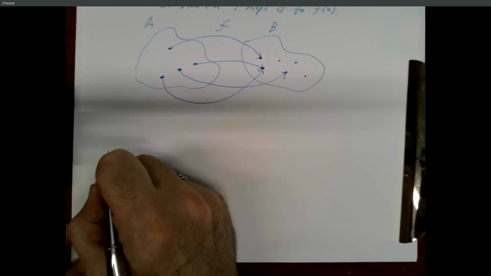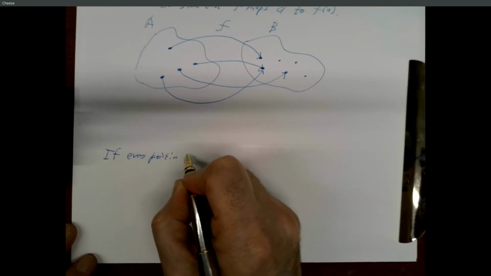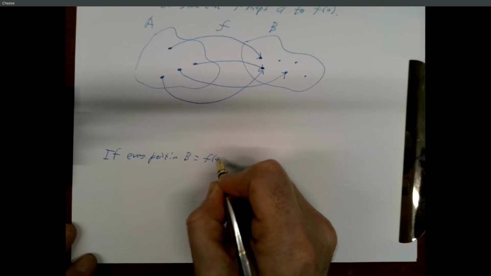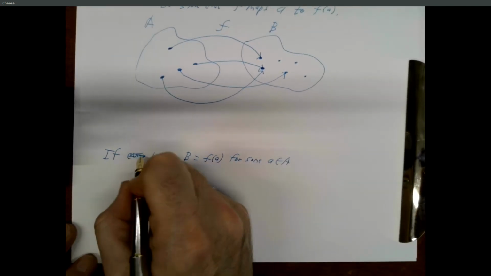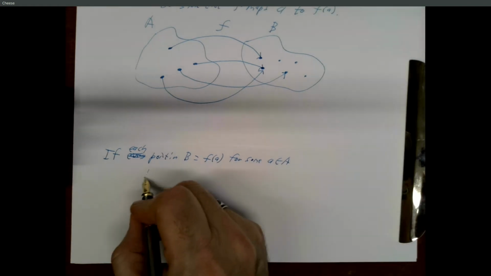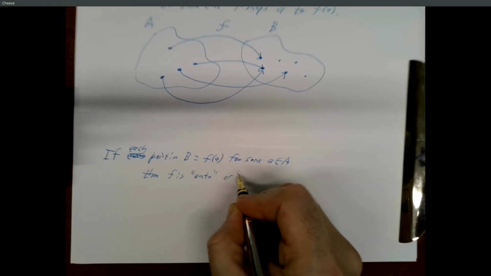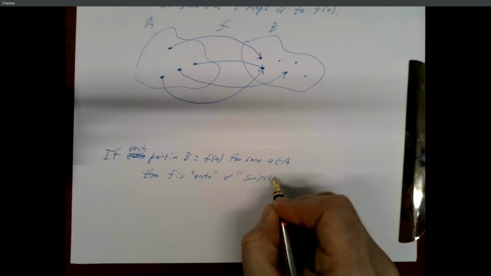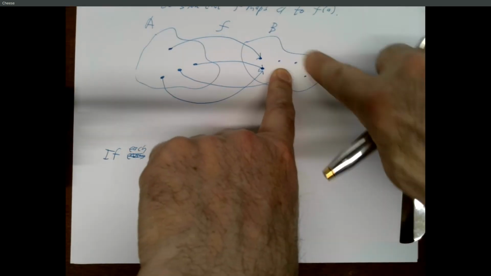So if every point in B equals f of a for some a in A, say if each point in B is mapped to by something in A, then we say f is onto or surjective. So onto means that f basically maps onto every possible point in B. We don't have this situation where there's some points that aren't being mapped to.